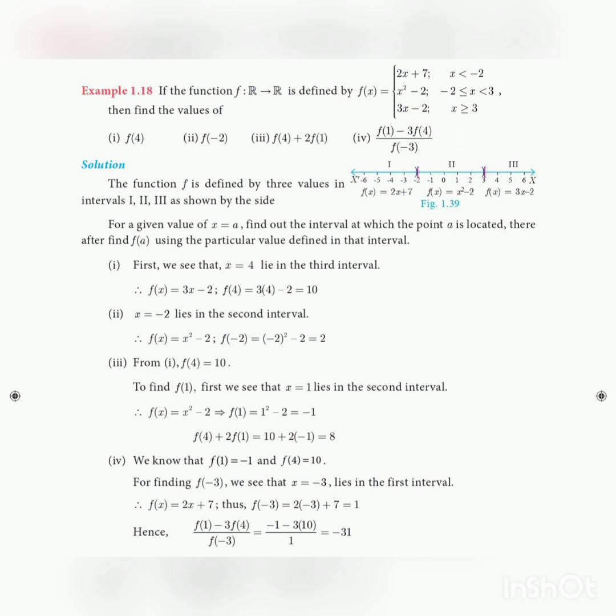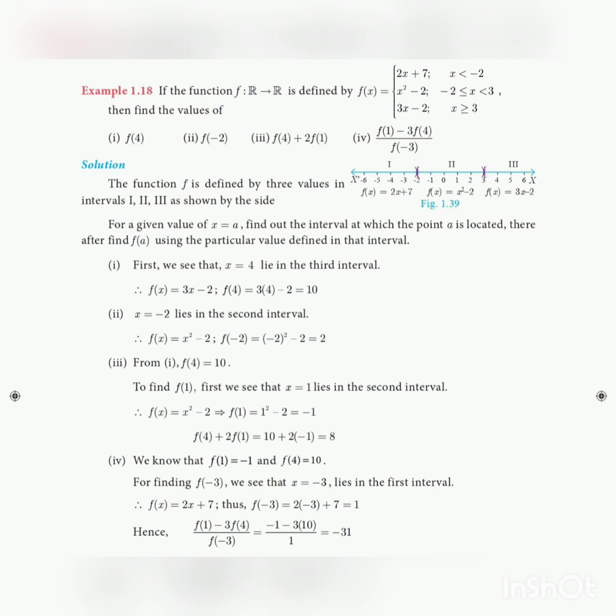The last, fourth subdivision, the part we have to find is f of 1 minus 3 into f of 4 by f of minus 3. f of 1 as well as f of 4 we already have, and now f of minus 3 we have to find. Minus 3 is in the top range, that is the x less than minus 2 case. So the function value is 2x plus 7. Hence f of minus 3 is obtained. It is 1.